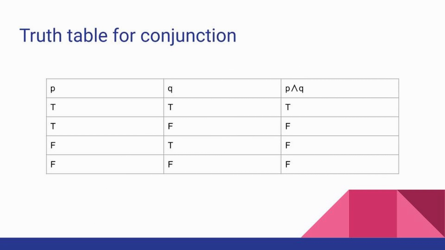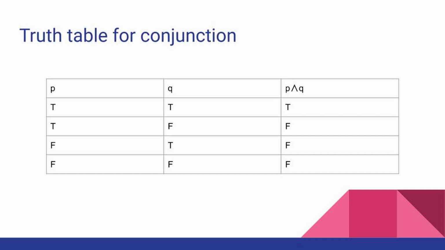Now here we have the truth table for conjunction. Truth table means here we have two statements P, Q, and in the third column we will be having P and Q. Already I have taught you what is the truth value, true and false. Here we have 4 possibilities: true, true, false, false in P, and in Q, true, false, true, false. Then what will be in the third column?